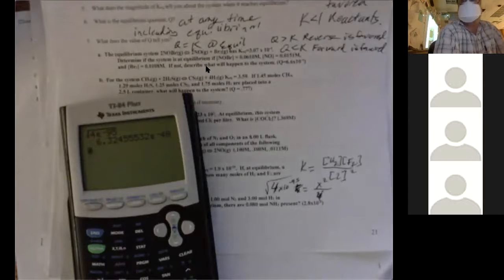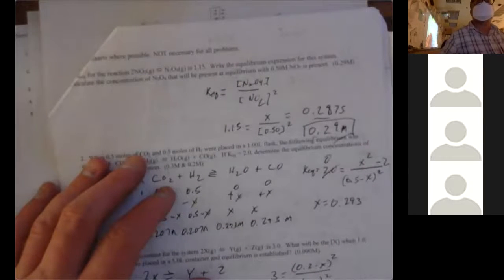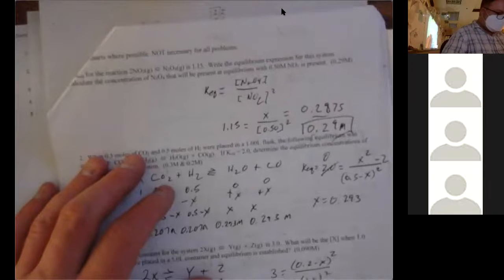I have a question, but it's on the review. It's on page, wait, my packet's messed up. So it's the page that says use ICE charts where possible. It's the first one. Use ICE charts if possible. Yeah, okay, I'm there. On the first one, why don't we double the 0.5?